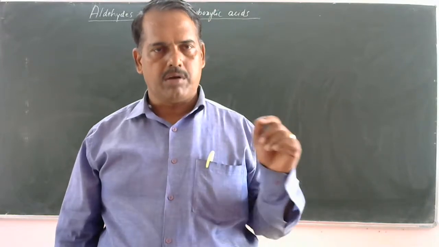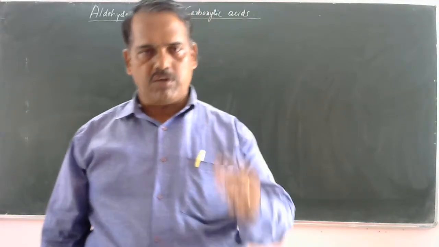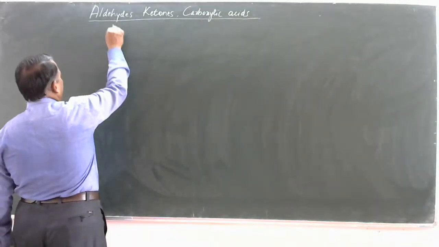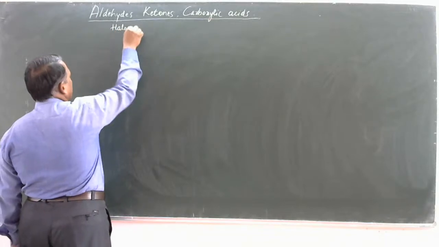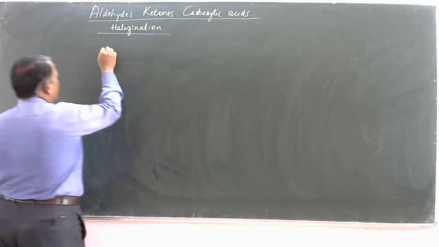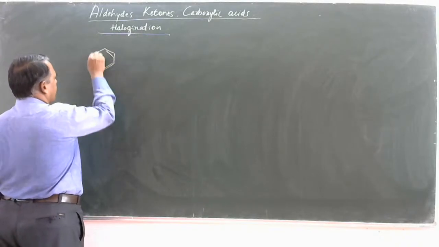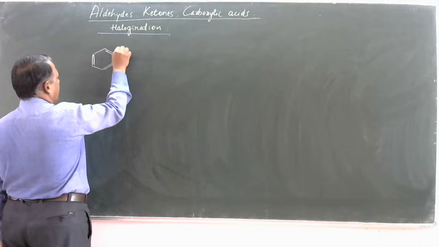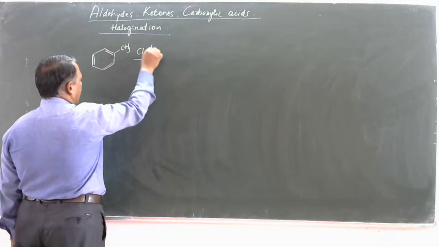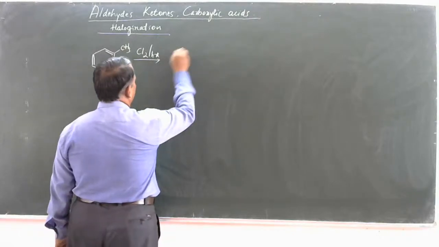So these important reactions we went through, and we wrote the chemical reactions also, Rosenmund reduction. Are you clear? So we shall continue our study on preparation of benzaldehyde, that is halogenation. See, toluene, which is a derivative of benzene, C6H5CH3, when it is chlorinated in the presence of diffused sunlight, we will get benzyl chloride.